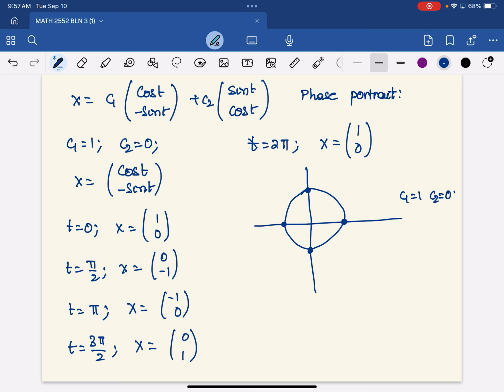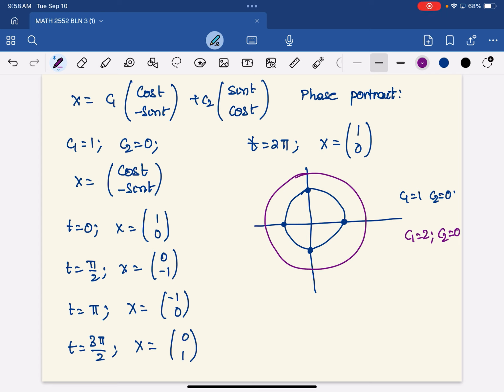So if I pick, let's say, C1 equals 2 and C2 equals 0, I would get a bigger circle, and so on, right? Do you see that now? If I make C1 as 3, I get an even bigger circle or a bigger loop, and so on. All good? Yes. Does it matter what the direction of travel is?